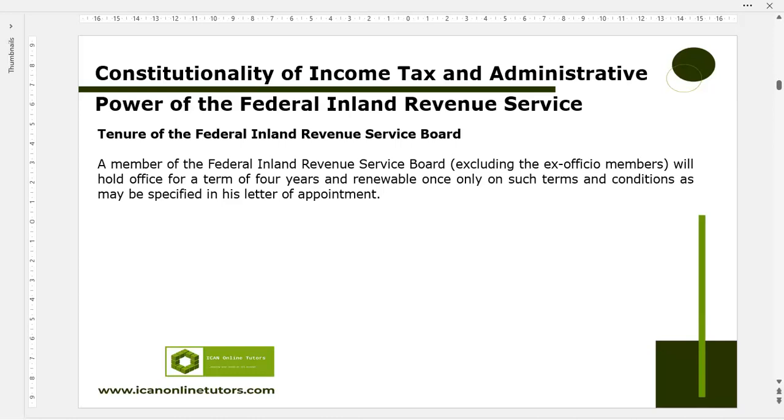Again, a member of the FIRS board, excluding the ex officio members. Who are ex officio members? If you are reading something and you see ex officio members, who are they? Former members, maybe those that have retired, or those whose tenure has expired as a member of the board. Do you understand? So a member of the Federal Inland Revenue Service Board, excluding the ex officio members, will hold office for a term of 4 years, renewable once, only on such terms and conditions as may be specified in his letter of appointment. Are we together?